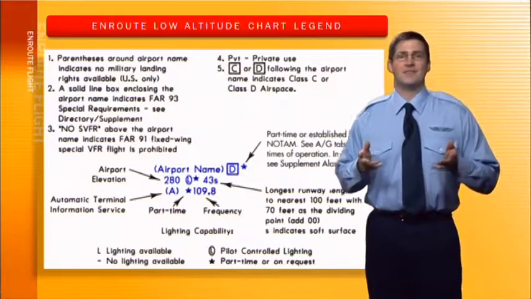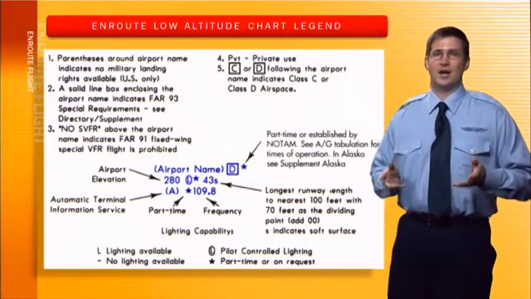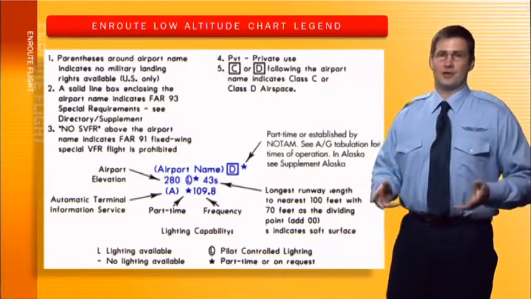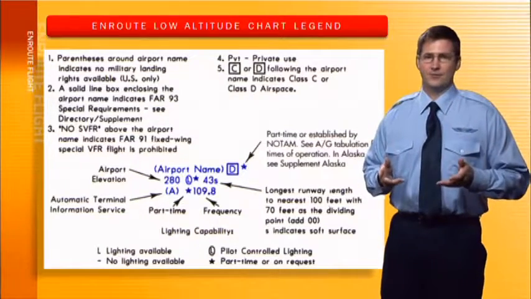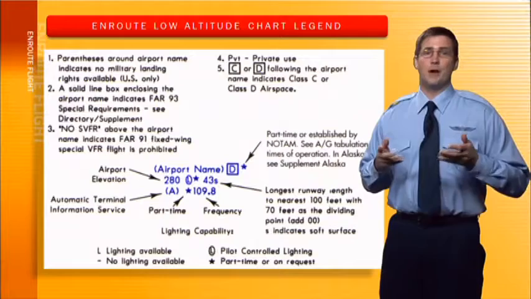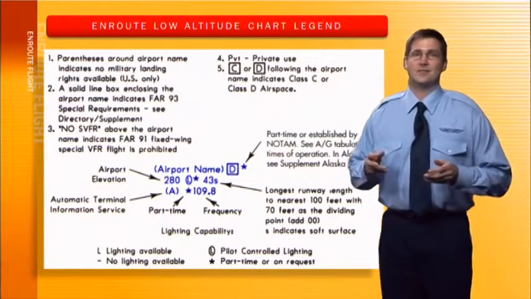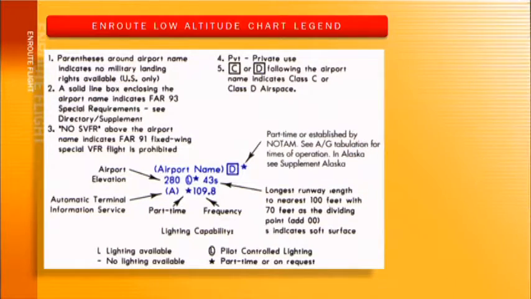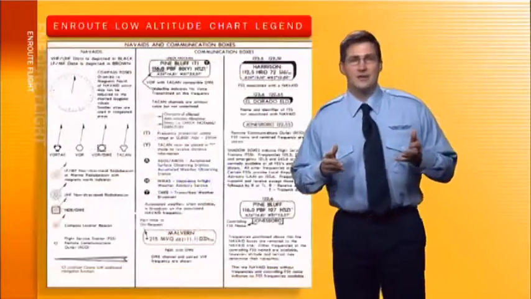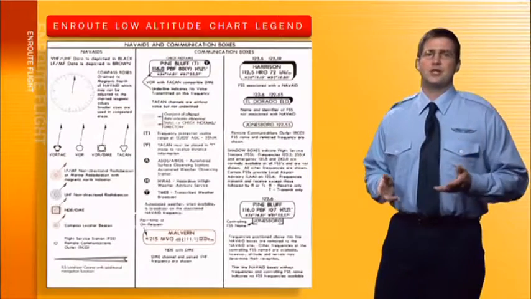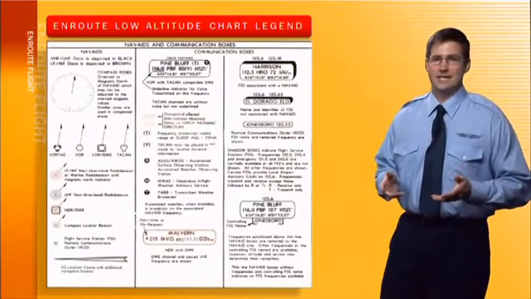After lighting, we have the length of the longest runway in hundreds of feet. On the third line, an A indicates the availability of automatic terminal information service, and if it is followed by a star, then the star indicates that the service is only part-time. Last is the frequency for contacting the automatic information system. Another section of the legend shows us information about nav aids such as VORs and NDBs.